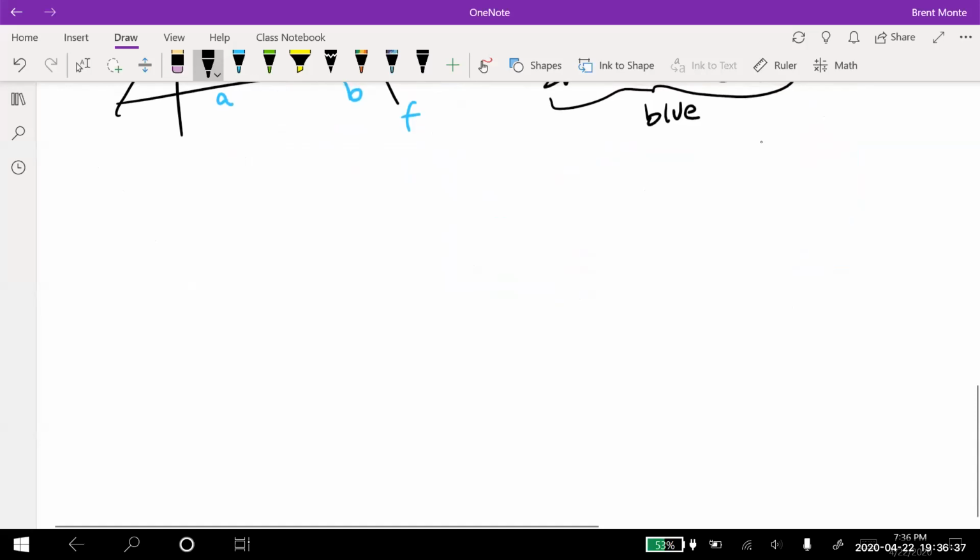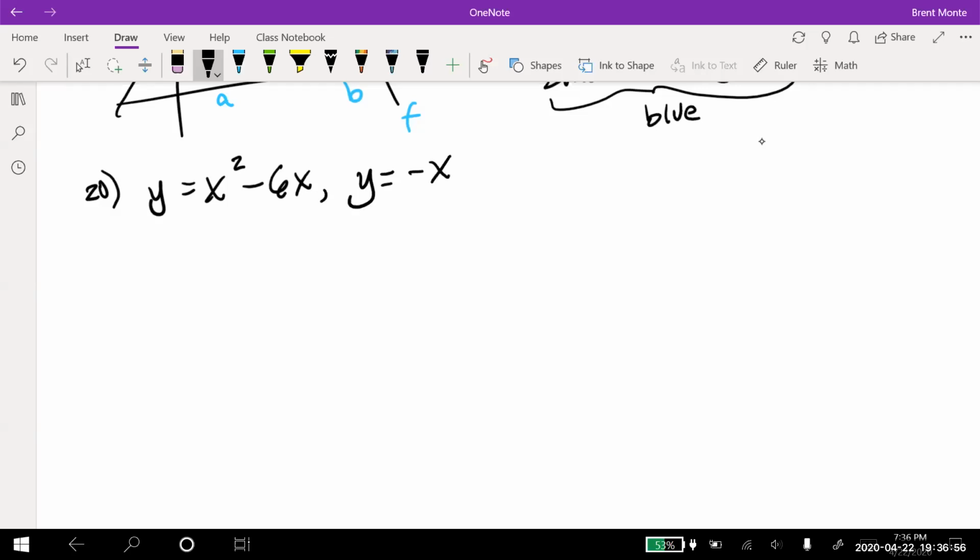So let's do that. Again, we don't need to graph it, but if you want to do a quick sketch, you certainly could. I will graph it because I know what these look like. You may also. y equals x squared minus 6x, and y equals negative x. So there's my two curves, and it says find the area bounded by the two curves.